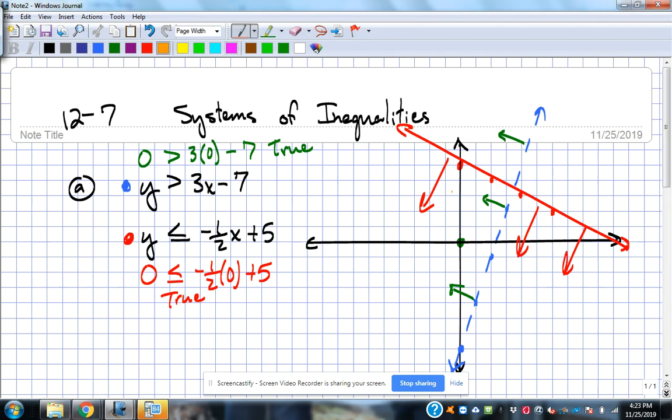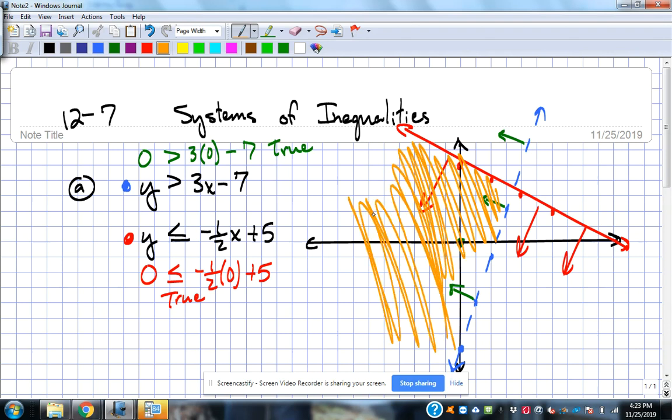So these are my solutions. This is the solution area right over here, where the overlap happens.